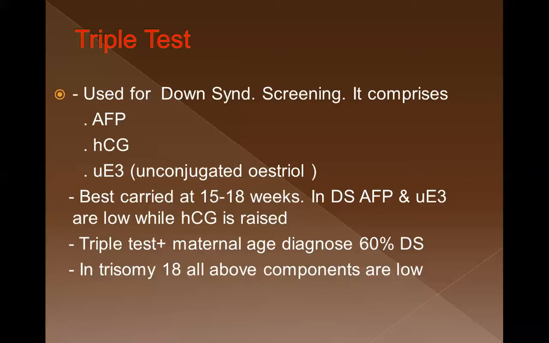Of course the first one is called the triple test, used for Down syndrome screening. It comprises alpha fetoprotein, HCG and unconjugated estriol. This is carried out at 15 to 18 weeks, where alpha fetoprotein and estriol are low while HCG is raised. So when we suspect Down syndrome, we do the triple test. If alpha fetoprotein and estriol are both low and HCG is high, this is diagnostic of Down syndrome. The triple test plus maternal age detects 60%, and in trisomy 18 all the above components are low.